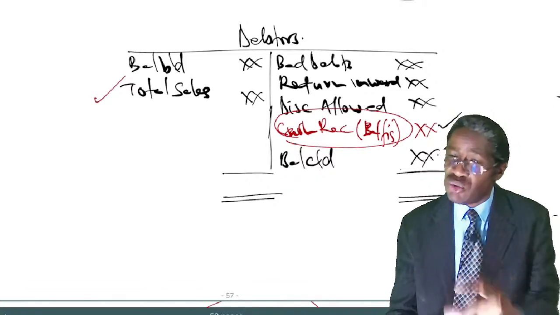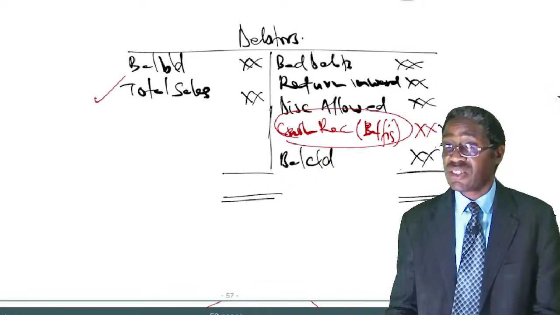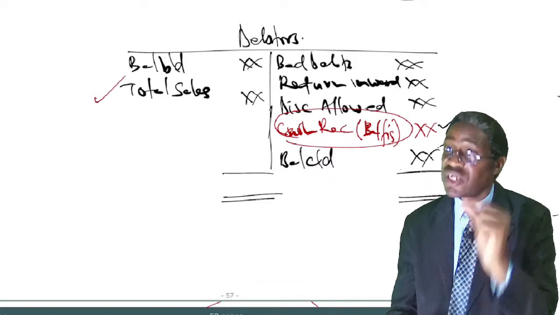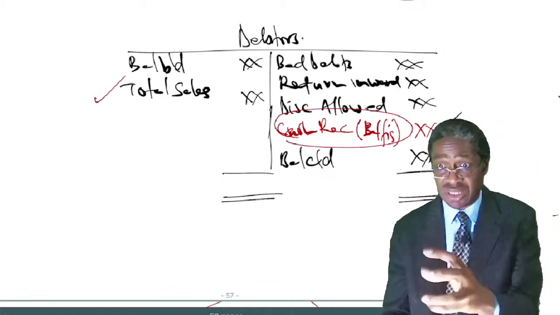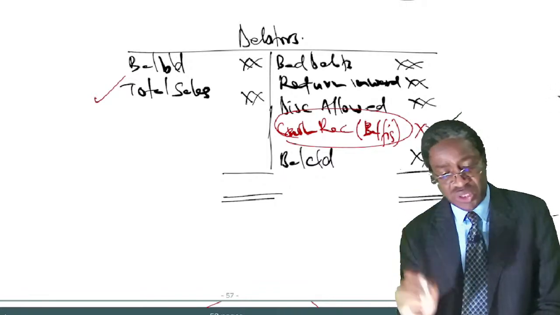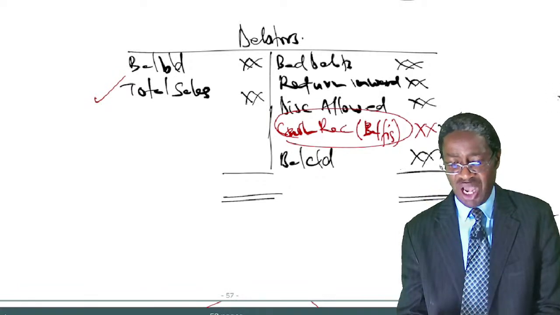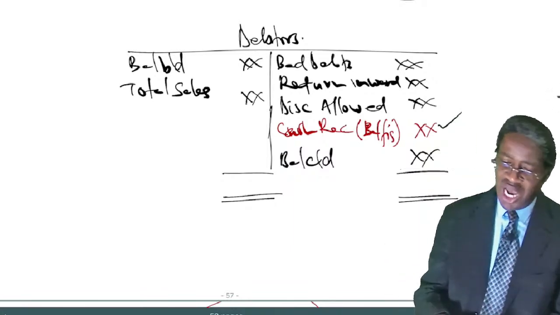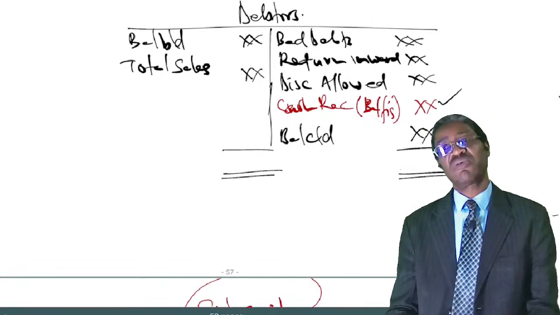But if you only use credit sales, then the balancing figure you'll get there will represent only the cash received from debtors or credit customers. But because we are looking for cash received from all our customers, then we are saying use the total sales. That's important. Good. So I am through now on how we shall be determining what we are calling the cash received from customers.